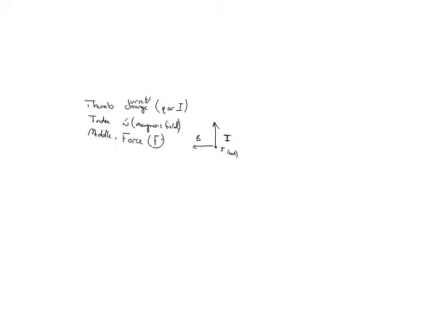So here's how to calculate it. F equals QvB, where Q is charge, usually the charge of an electron. V is the velocity of that electron, that'll tell you how fast it's going. And B is your magnetic field measured in teslas.